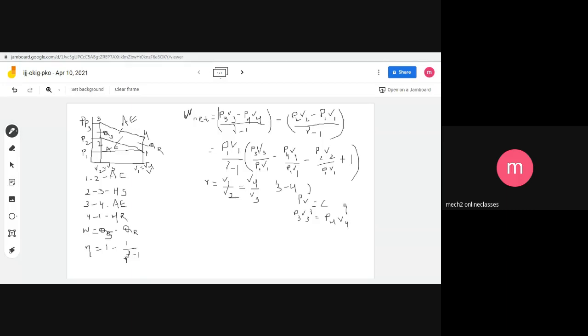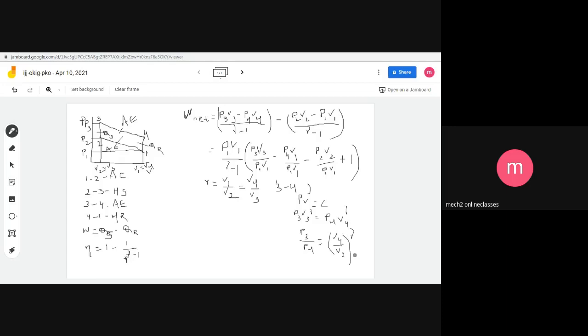So now I can write the pressure values: P3 by P4 is equal to, so how can I write this? V4 by V3 whole to the power gamma, right? P3 by P4 is equal to (V4 by V3) to the power gamma.